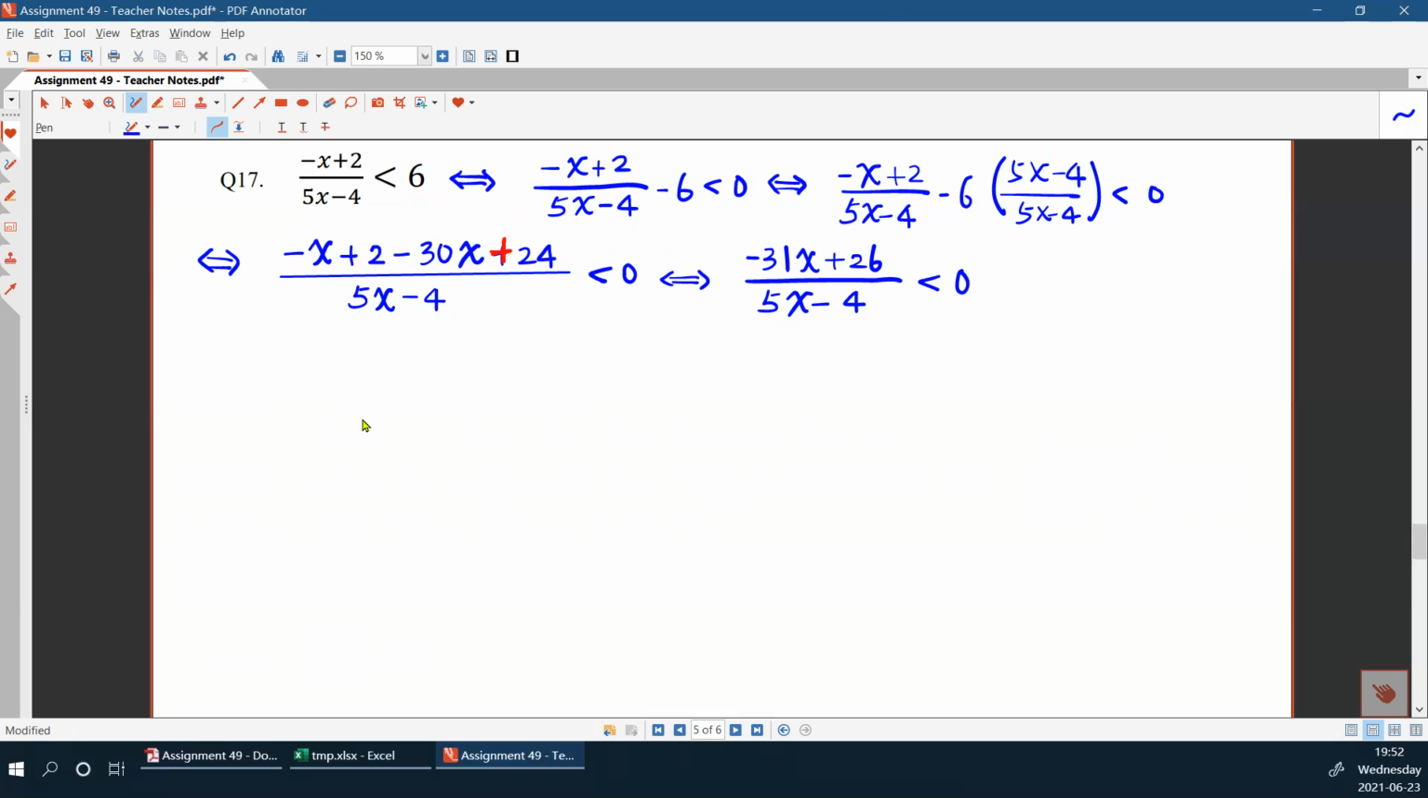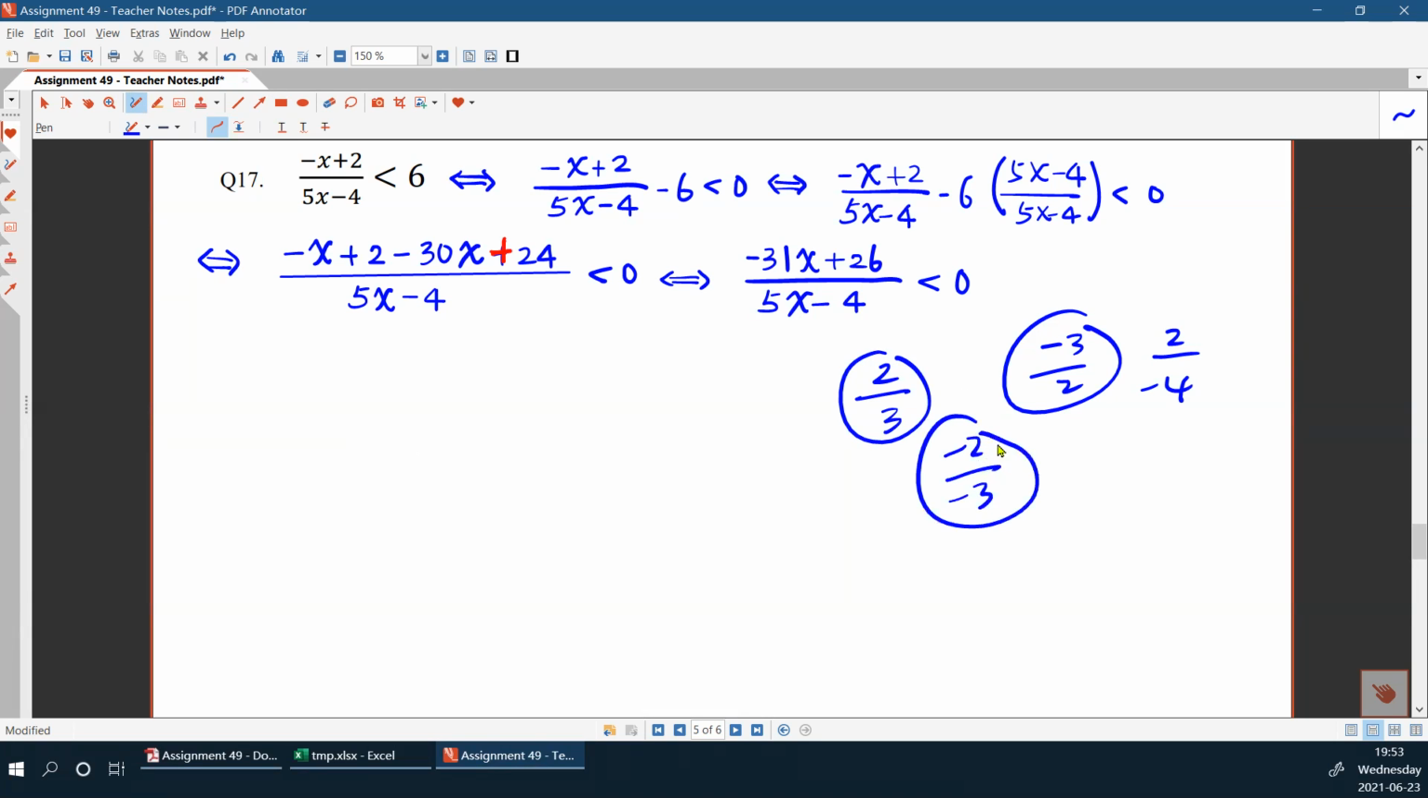Okay, so what does this mean? A ratio between two numbers is smaller than 0. Smaller than 0 means it is a negative number, right? For example, minus 3 over 2 is a negative number. 2 over minus 4 is also a negative number. 2 over 3 is not a negative number. Minus 2 over minus 3 is not a negative number, right? So this means the signs of the numerator and denominator should be different, correct?